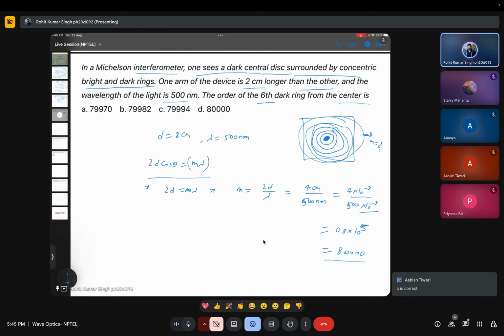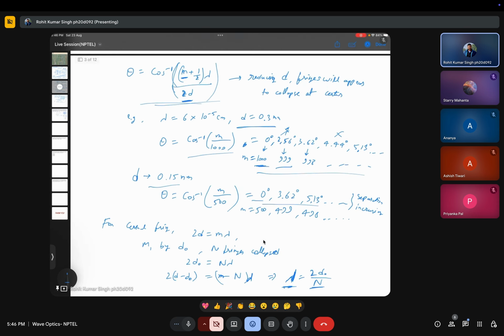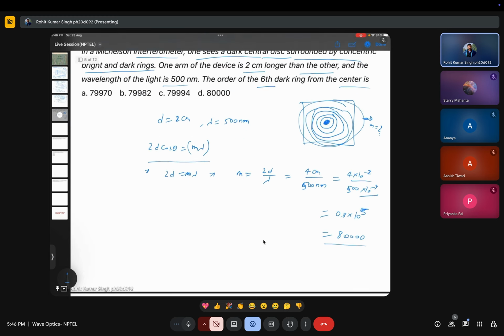So you have to go to the sixth dark ring. As we discussed here, the order keeps decreasing as you go to higher angle. So you just have to subtract 6 from it. So C will be the correct answer. This one was an easy problem. Is this okay?